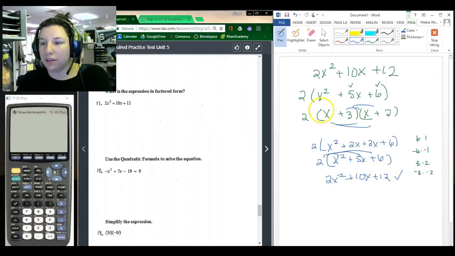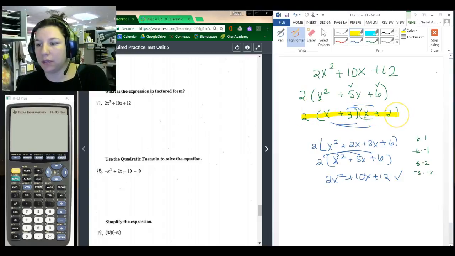So this is the correct factored form, 2 times (x plus 3) times (x plus 2). If you drop that 2 and we don't see it written down, then you've changed the value of this expression. It's not correct anymore. So make sure you hang on to that 2.